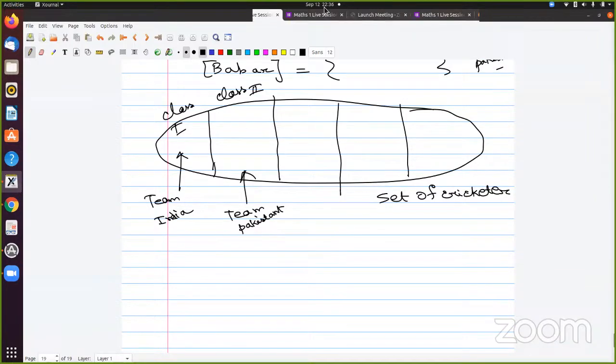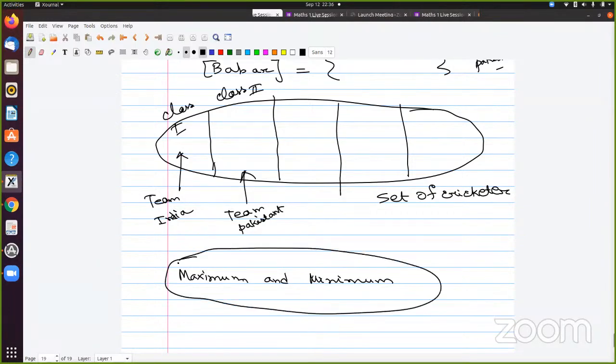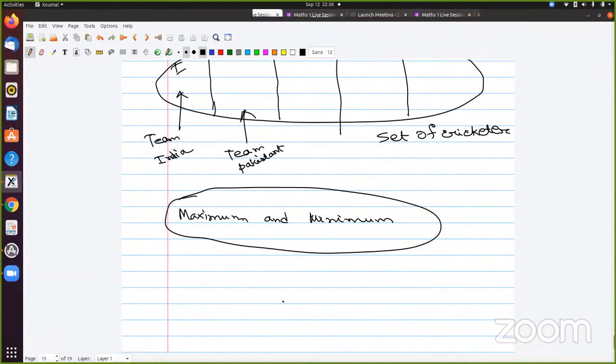Okay. Maxima, minima, sir. What is your doubt in maxima minima? Can you tell me? Local maxima, local minima, I did not understand. That is not there. That is in the calculus portion, first of all. Here, only maximum and minimum we need. Local maxima, local minima not needed, sir. For now, it is not needed. It will come in week 7. For now, it is not needed.